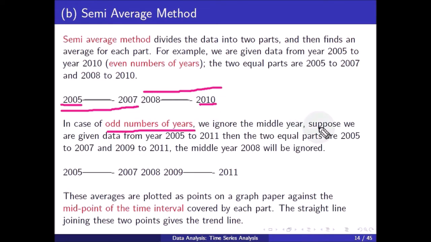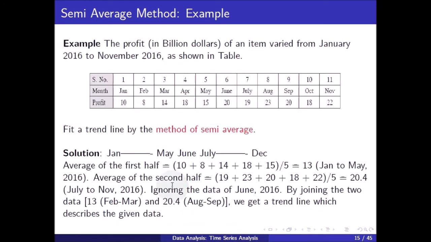Suppose we are given data from 2005 to 2011, then the two equal parts are 2005 to 2007 and 2009 to 2011. The middle year 2008 will be ignored. These averages are plotted as points on a graph paper against the midpoint of the time interval covered by each part. The straight line joining these two points gives the trend line.